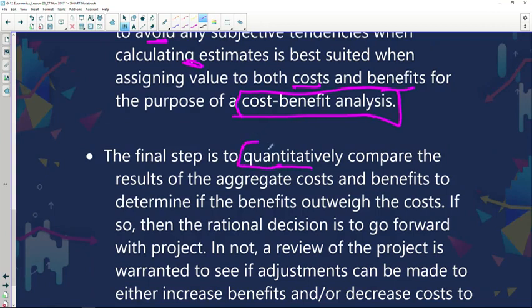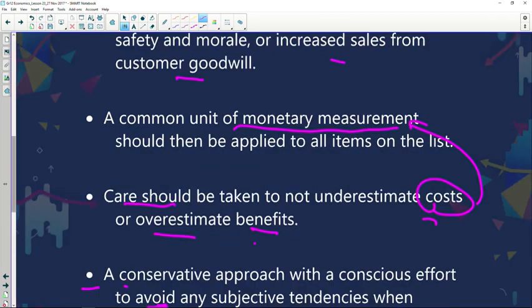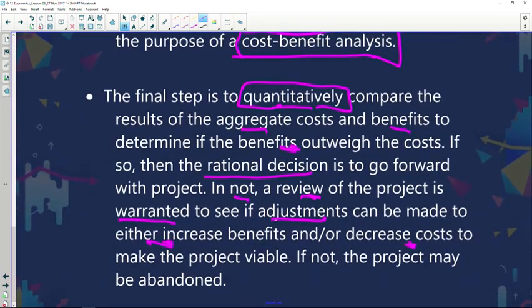So we need to, those that do research, when we talk about quantitative research. So now we need to compare the results of the aggregate costs and benefits to determine if the benefits outweigh the costs. If so, then the rational decision is to go forward with the project. If not, a review of the project is warranted to see if adjustments can be made to either increase benefits or decrease the costs that are involved in making the project. Okay, so a lot needs to happen at this final stage.